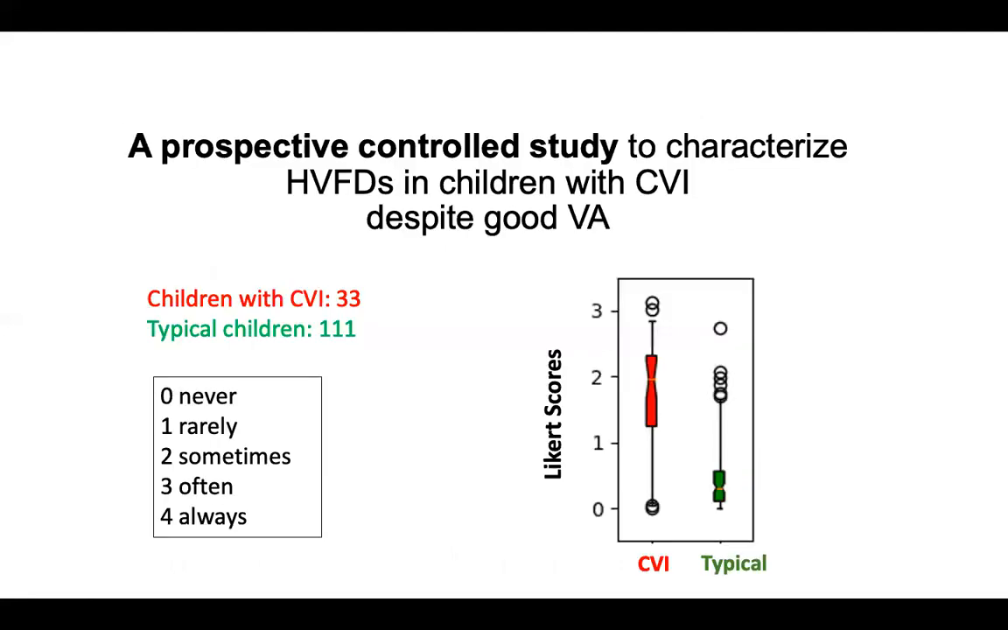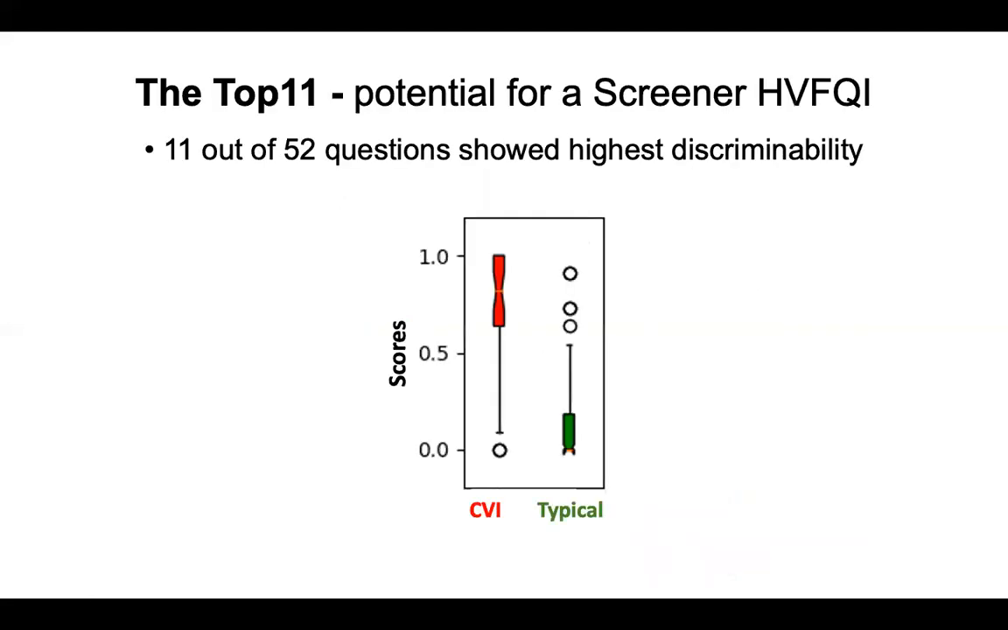A prospective control study to characterize high visual function deficits in children with CVI despite good visual acuity was done with our research by administering the high visual function question inventory to parents of 33 children with CVI and 111 typical children. A Likert score of never was assigned a 0, and a Likert score of always was assigned a 4. Children with CVI compared to typical children had a higher Likert score, and the difference was significant. Furthermore, our research showed that a set of 11 questions can highly discriminate the two groups, and therefore can be used as a screening tool in children with good visual acuity.